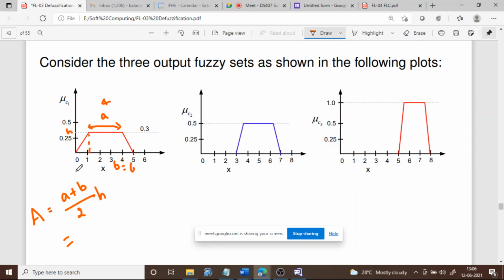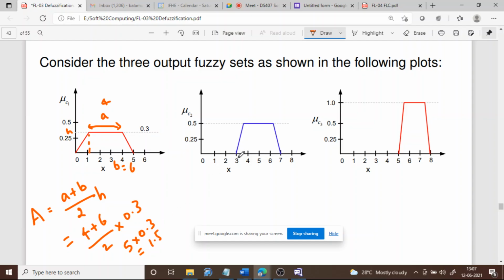So what is the area of this particular trapezoid? It is 4 plus 6, that is 6 plus 4, by 2 into H. H is 0.3. So that is 10 by 2, which is 5, 5 into 0.3, so that is 1.5. This is what we are getting. Similarly, you can find it for this one.